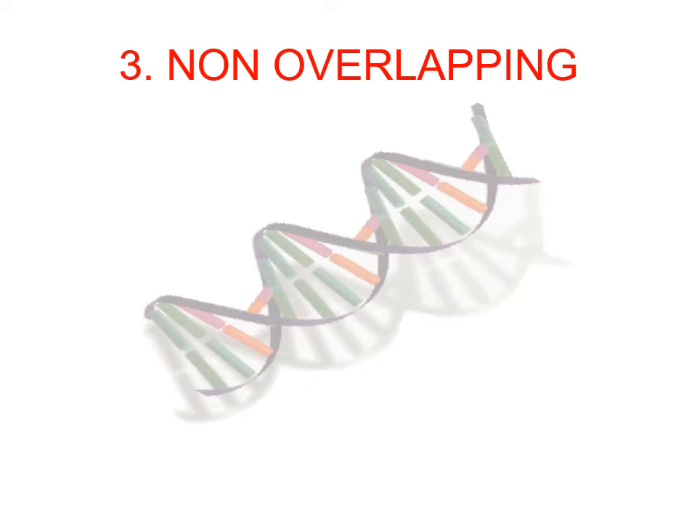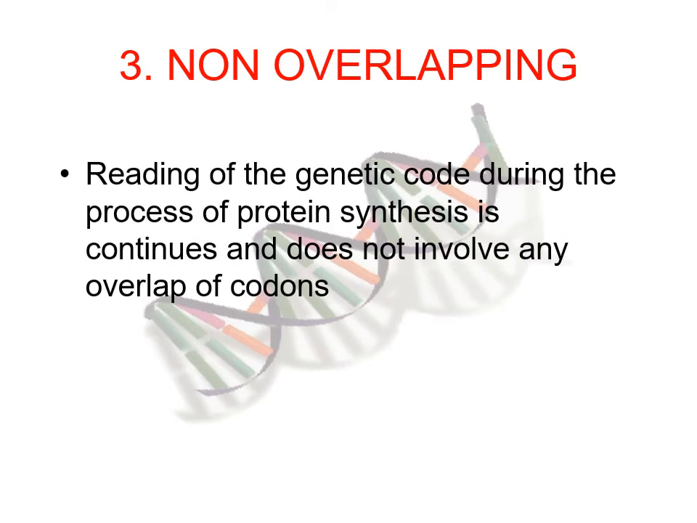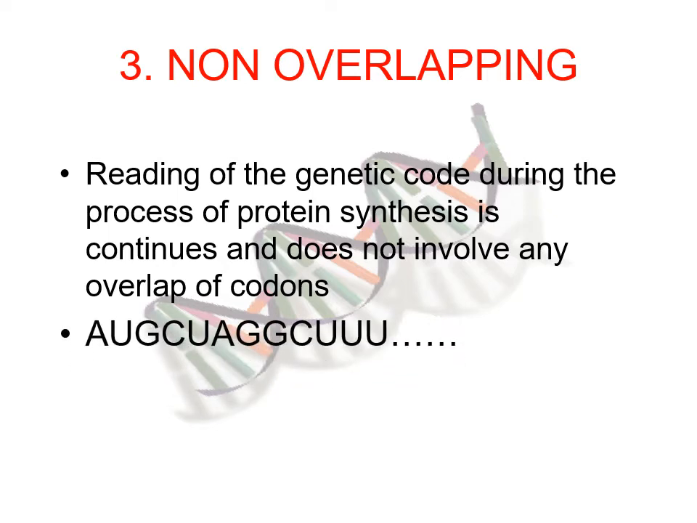Now, genetic code is non-overlapping. That is, once the reading frame starts for the translation process, the codons are read continuously without any overlap of the codons. For example, you have the sequence on the mRNA AUG, which corresponds to the initiator codon, and you have the rest of the other nucleotides also arranged. So this is read in a continuous manner of triplets like this: AUG, CUA, GGC, UUU, etc. That is, there is no overlap between this.